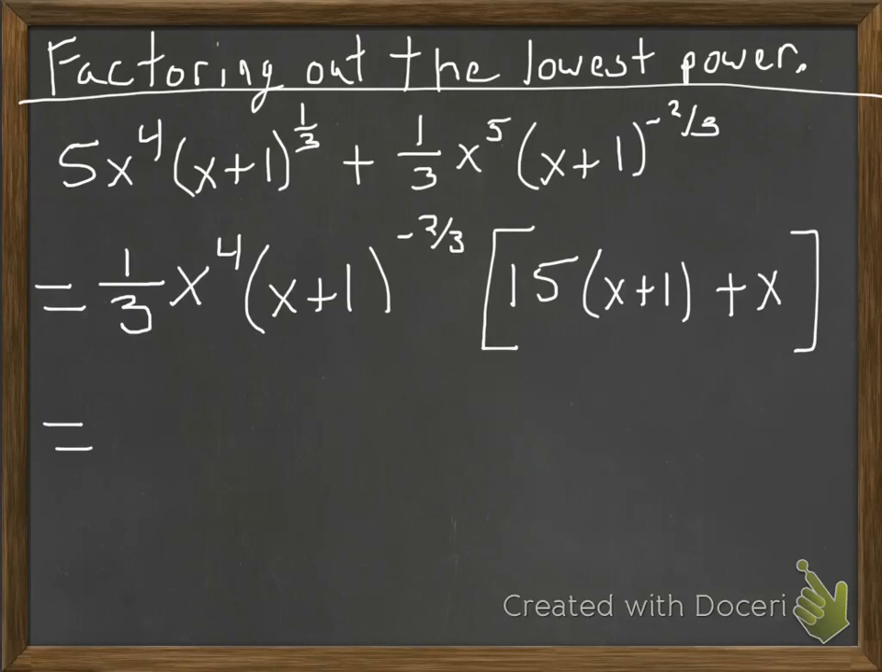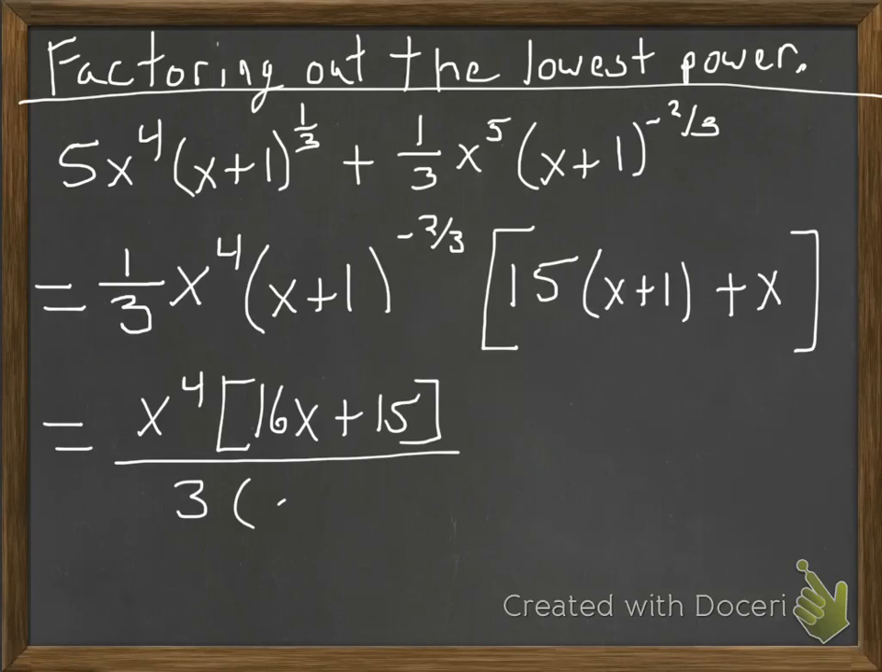Then the last thing to do is we're going to send that 3 down from the 1/3 down into the denominator. The x to the 4th is hanging out in front. I have 16x plus 15 all over 3 times x plus 1 to the 2/3. Now it's easy to find where this thing is equal to 0, where it's undefined, and it's easier if I wanted to take the second derivative.